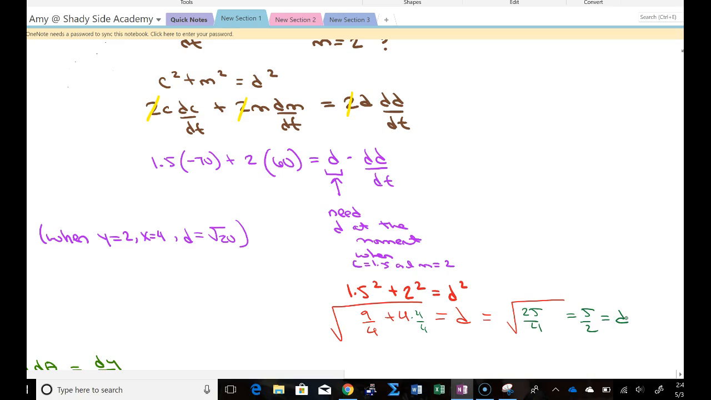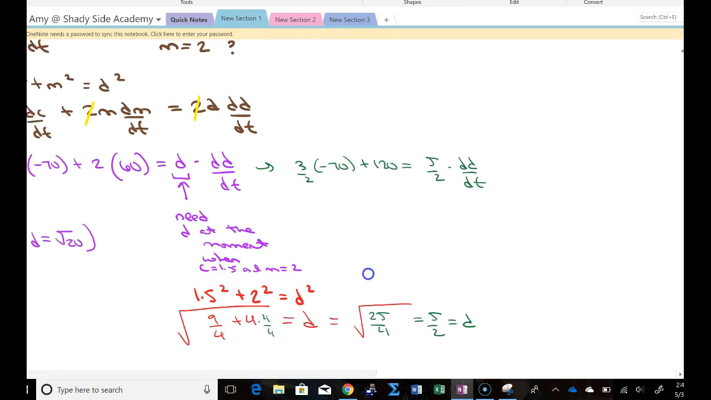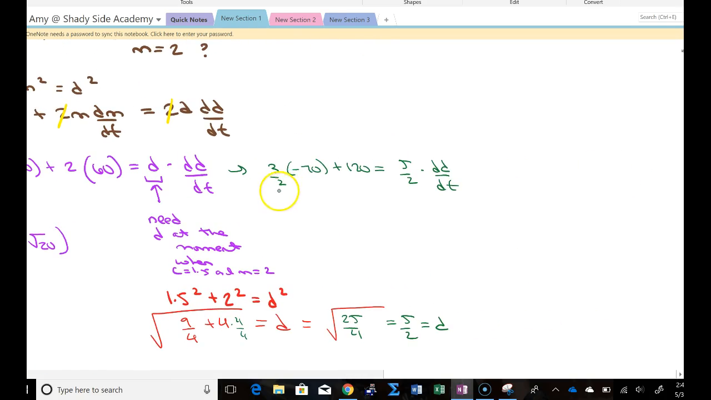Oh, this is going to be so fun. So now this equation becomes 3/2 times negative 70 plus 120 equals 5/2 times dd by dt. Let's do number sense challenge. 2 into negative 70 is negative 35. 35 times 3 is 105, is that right? Negative 105 plus 120, all of this times 2/5 will equal dd by dt.